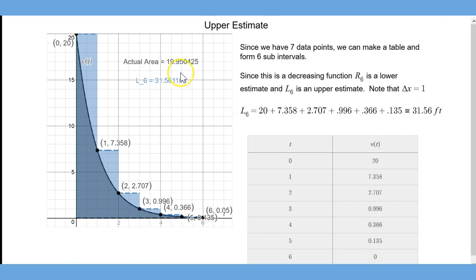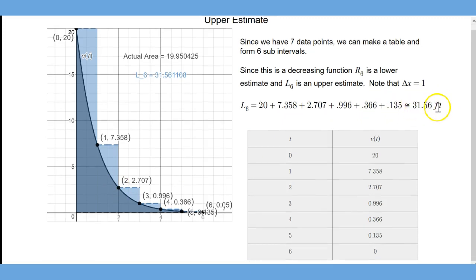If I do a left-hand estimate, notice that that's going to be an overestimate because this is a decreasing function. For my left-hand estimate, I'm using the left-hand endpoint of my first interval, which is 20, and the width is 1, plus the function evaluated at the left endpoint of the second interval, which is 7.358, the width is 1, etc. I'm summing these function values, each multiplied by 1, and I get approximately 31.56 feet.